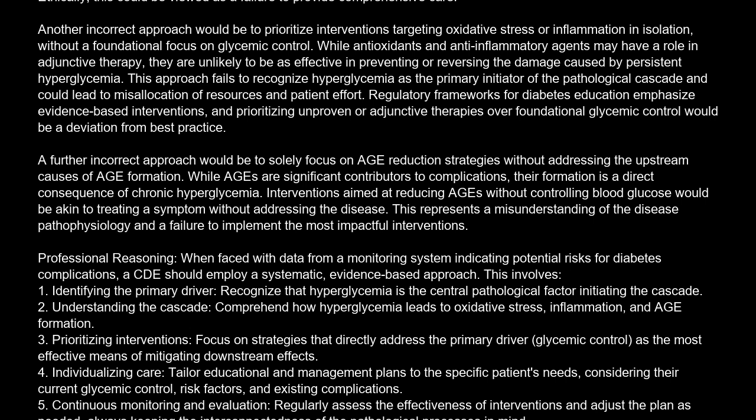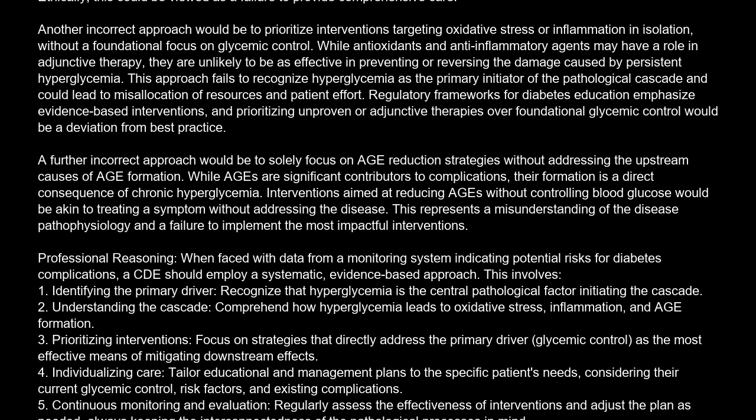Professional reasoning. When faced with data from a monitoring system indicating potential risks for diabetes complications, a CDE should employ a systematic, evidence-based approach. This involves: 1. Identifying the primary driver. Recognize that hyperglycemia is the central pathological factor initiating the cascade. 2. Understanding the cascade. Comprehend how hyperglycemia leads to oxidative stress, inflammation, and AGE formation. 3. Prioritizing interventions. Focus on strategies that directly address the primary driver, glycemic control, as the most effective means of mitigating downstream effects. 4. Individualizing care.